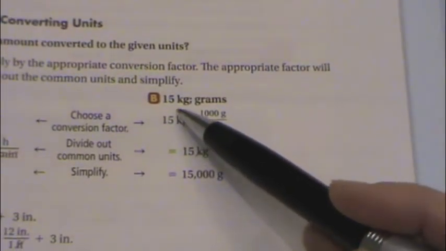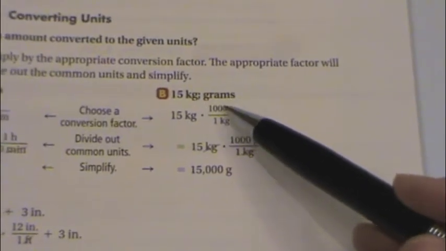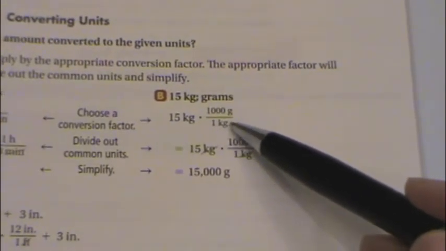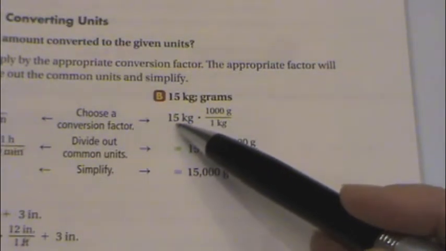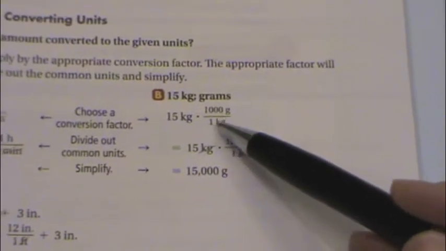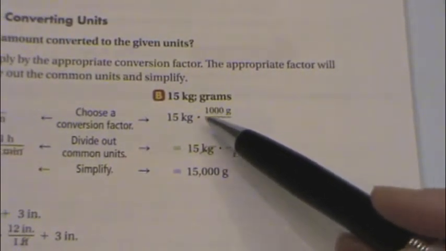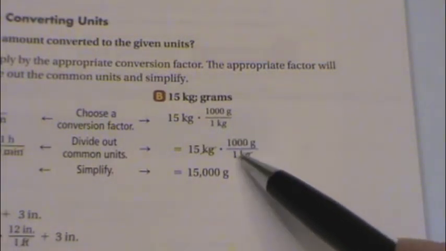Now try this one. 15 kilograms, you're trying to turn it into grams. Choose your conversion factor, which is 1,000 grams for 1 kilogram. Multiply by 15 kilograms. What cancels out? Kilograms and kilograms. You are left with 15 times 1,000 grams over 1.